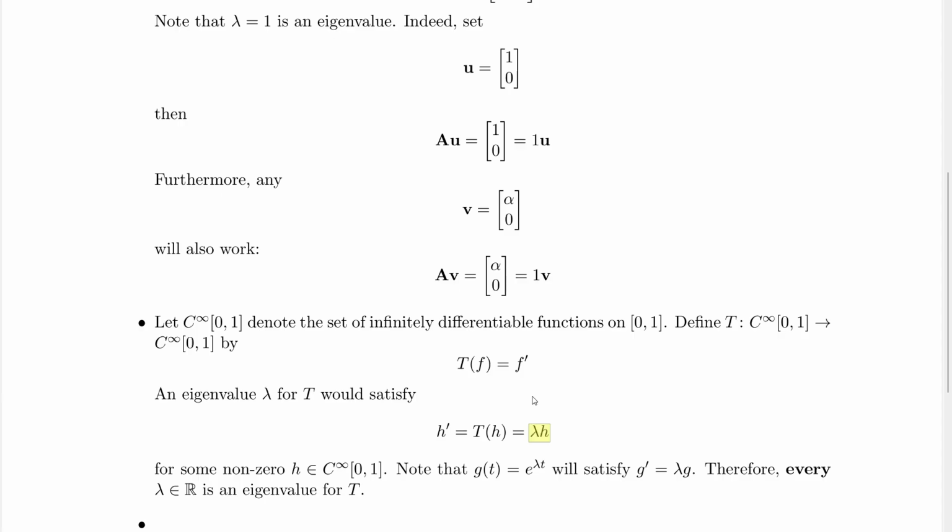So differentiation is a linear operator, and it literally has every possible eigenvalue it could have. Every real number counts as an eigenvalue for this thing. Pretty wild. We only need to find one function such as g. Yes. You only need, there is at least one.